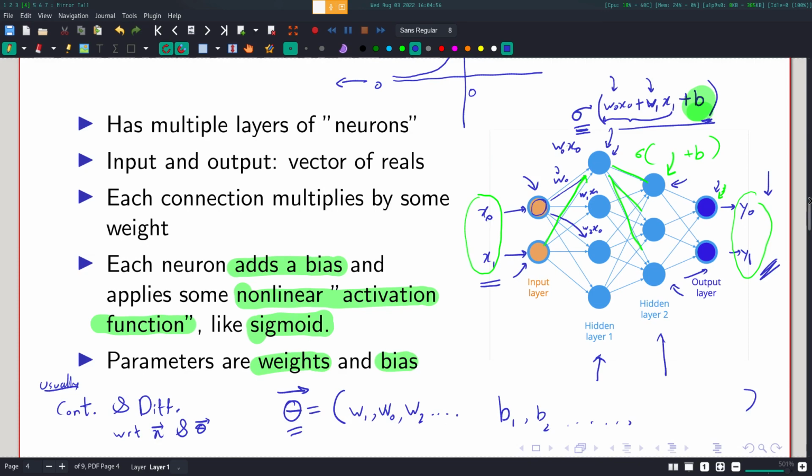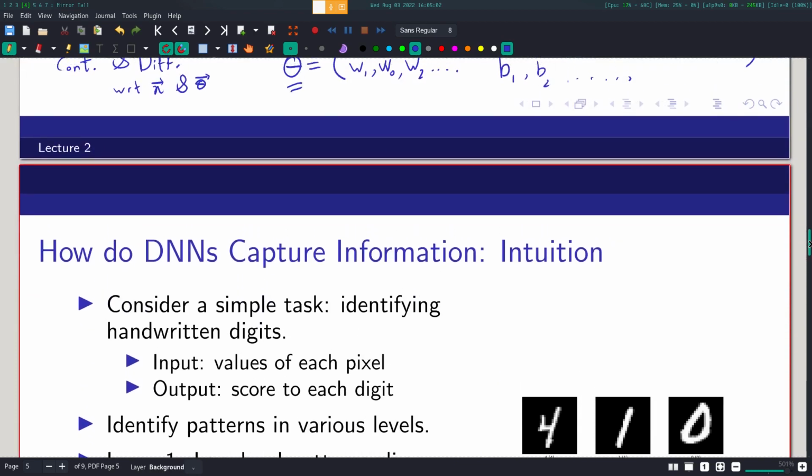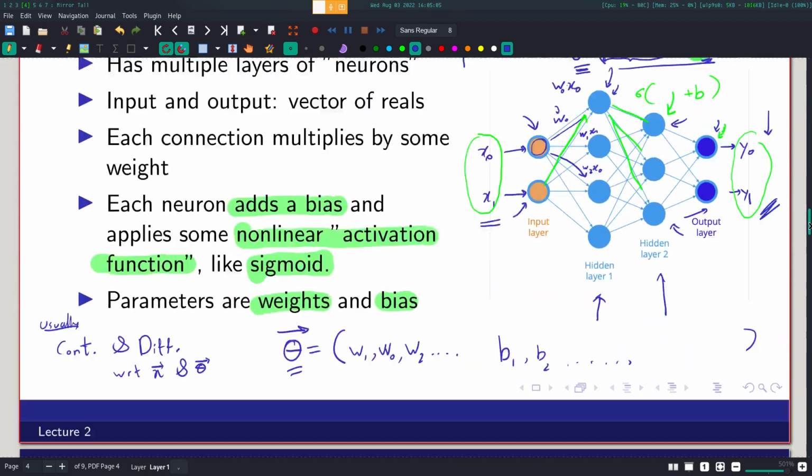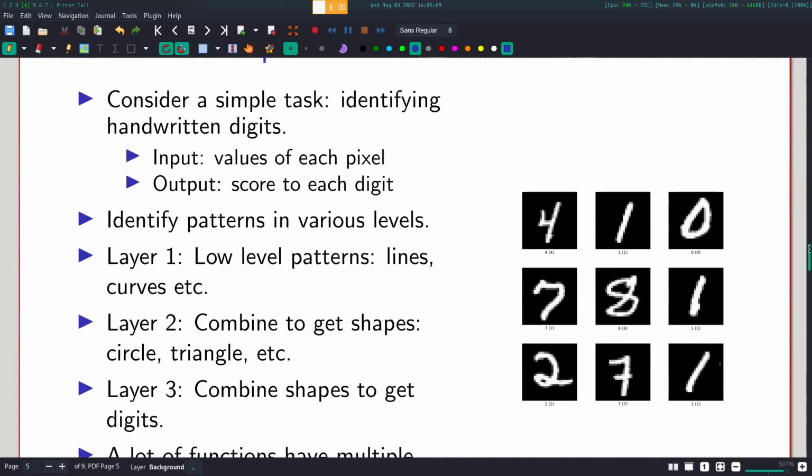Okay, sure. So far so good. Then let's move on to some example and some intuition. We have this complicated object which we are calling a deep neural network. Can we get any intuition as to what it's doing?